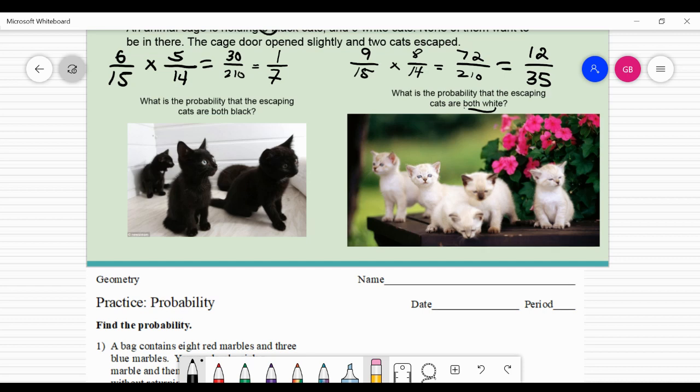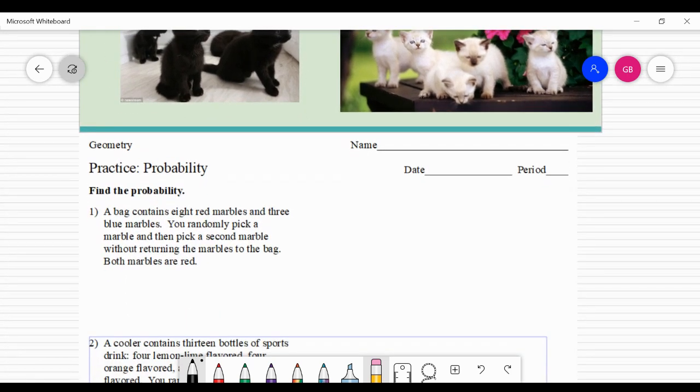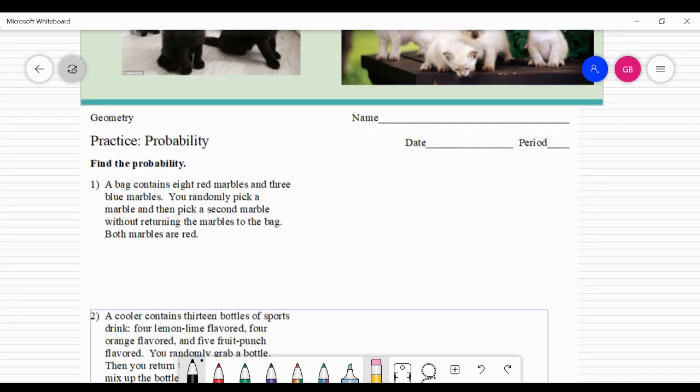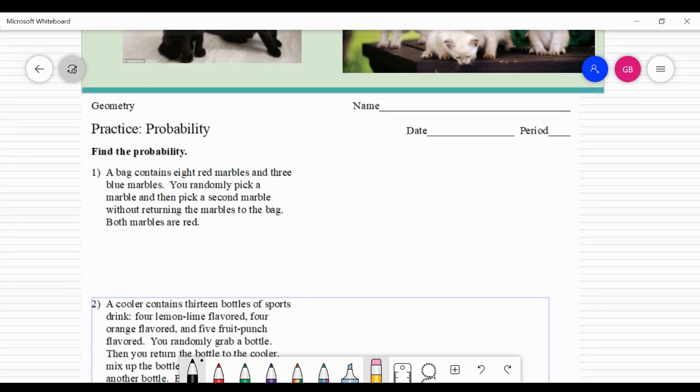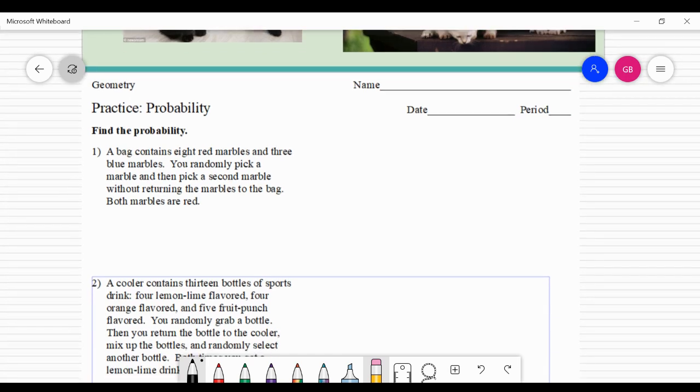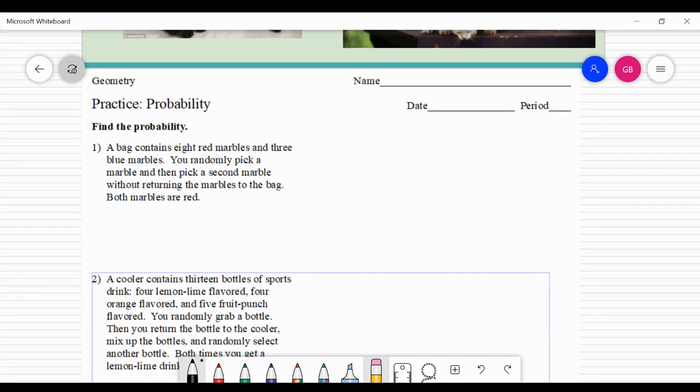Okay. And then these are the first 2 problems in the homework. I'll just work these out with you. So we're going to find the probability. So we have a bag that contains 8 red marbles, 3 blue marbles. You randomly pick a marble and then pick a second marble without returning the marbles to the bag. So without returning. What's the probability that both marbles are red?